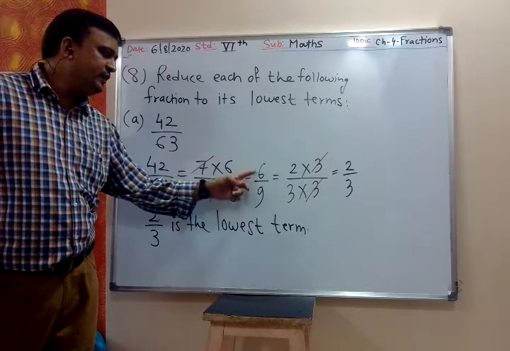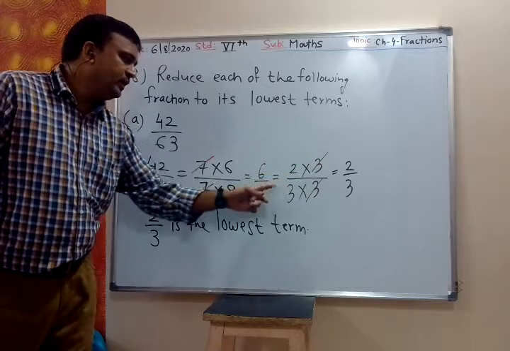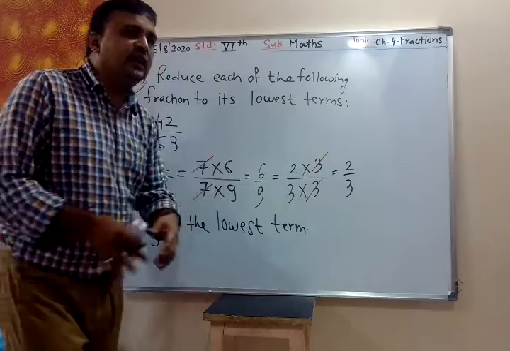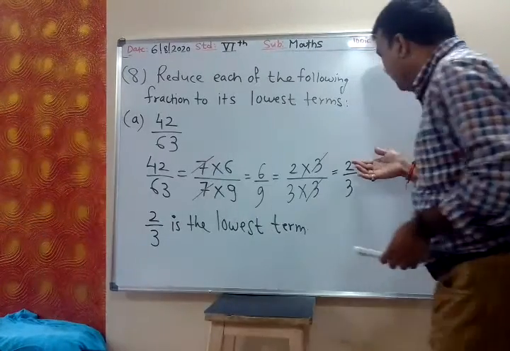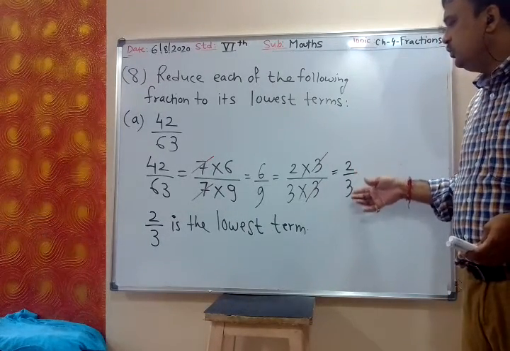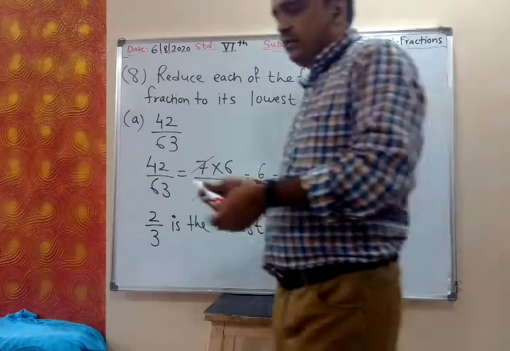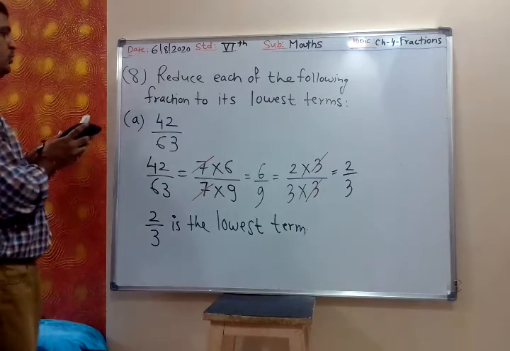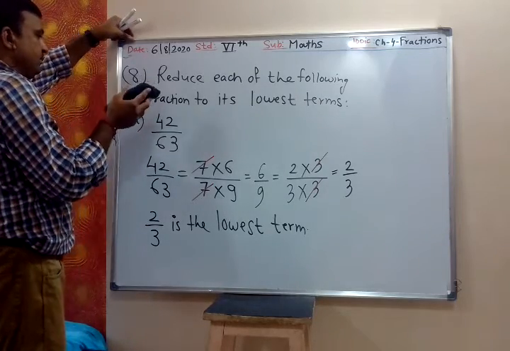Now 6 upon 9, 6 I can write 2 into 3. 9 I can write 3 into 3. 3 gets cancelled, 2 upon 3. Now there is nothing, we cannot cancel anything between 2 and 3. So 2 upon 3 is the lowest term.